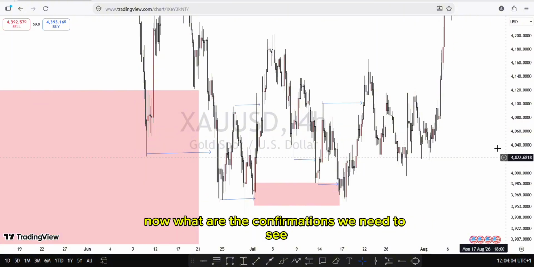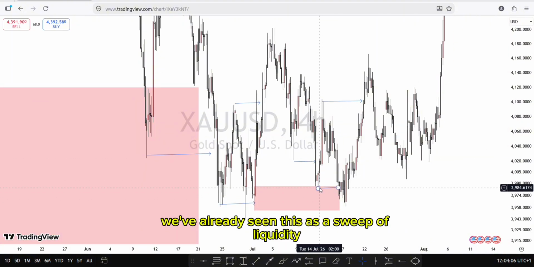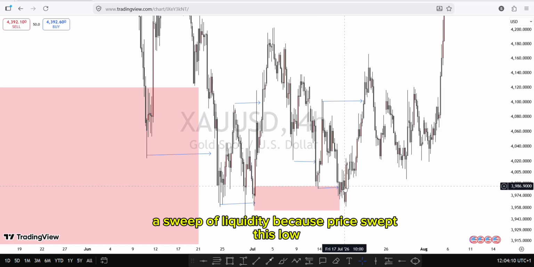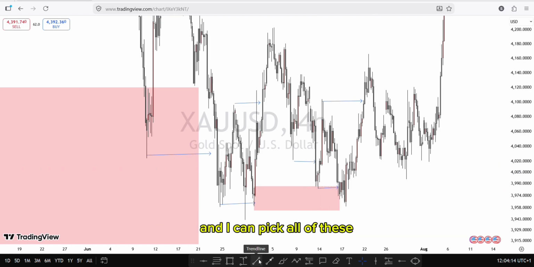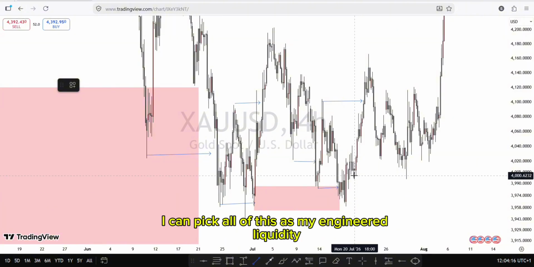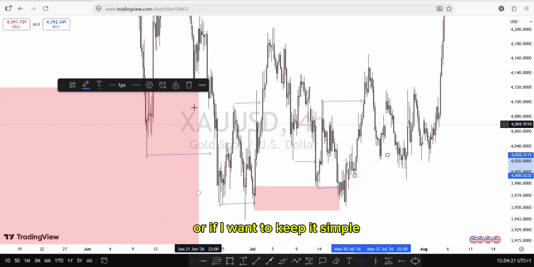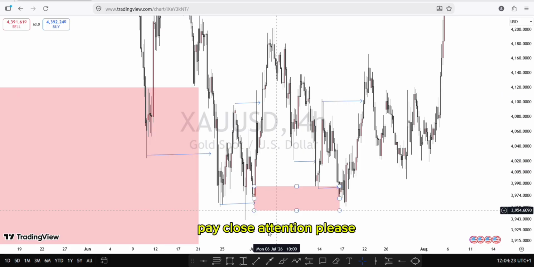Now what are the confluences we need to see? We've already seen this as a sweep of liquidity, because price swept this low. This is like a proper sweep of liquidity, and I can pick all of these as my engineered liquidity, or if I want to keep it simple, pay close attention please.